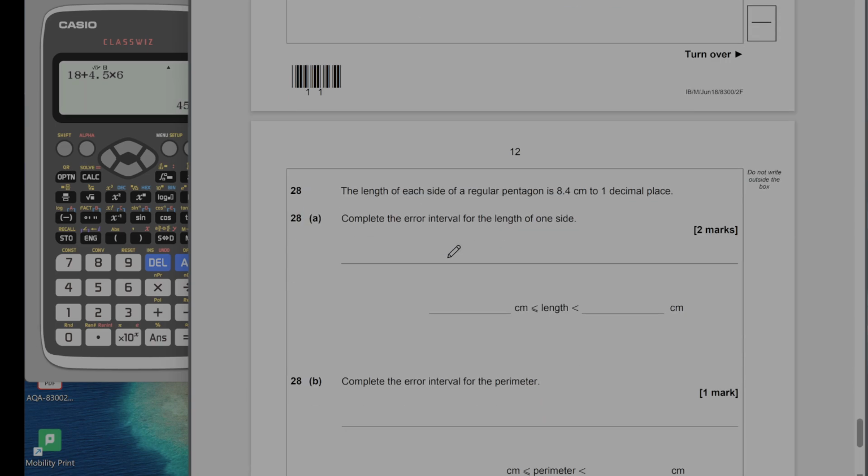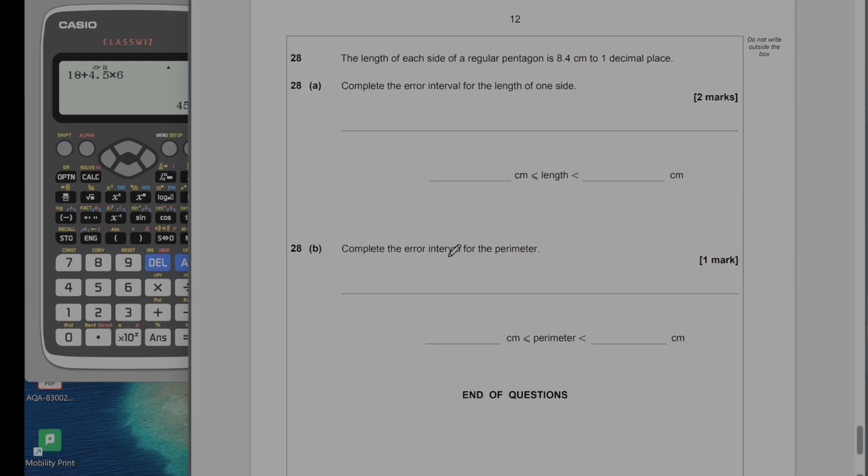Okay, question 28, last question. The length of each side of a regular pentagon is 8.4 centimeters to one decimal place. Complete the error interval for the length of one side. Let me just reread that. Error interval for that then is going to be, well, we've got to imagine it's been rounded to 8.4 as opposed to 8.3 or 8.5. So we're looking at 8.35 and 8.45 because that's the middle point of both those bands.